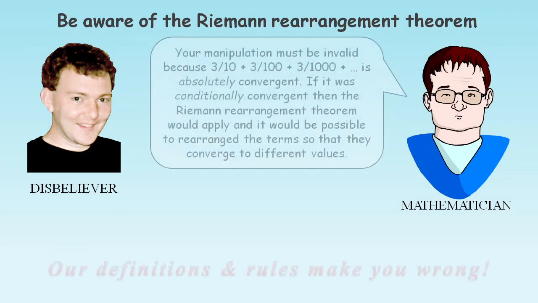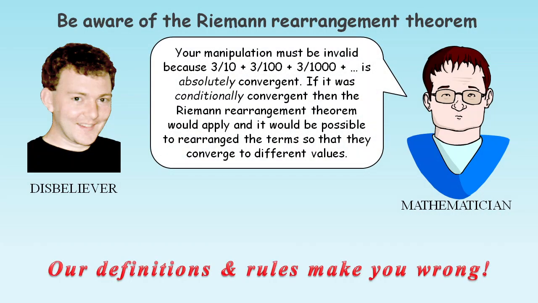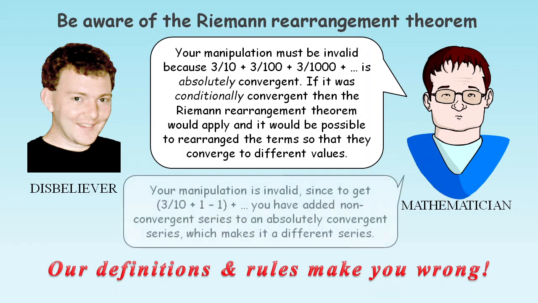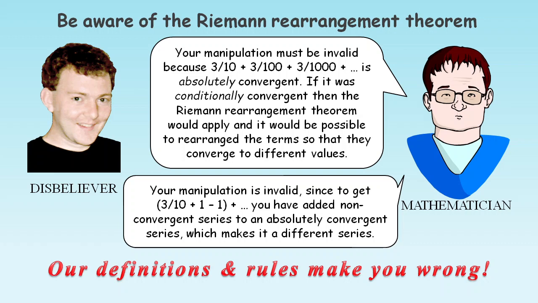The mathematicians will say that 3/10 plus 3/100 and so on is an absolutely convergent series, and we would only be able to make it converge to different values if it were conditionally convergent, because then the Riemann rearrangement theorem would apply. They are effectively saying that it's fine to rearrange terms as long as it can't be viewed as changing the series from one of their categorizations to another one of their made-up categorizations.